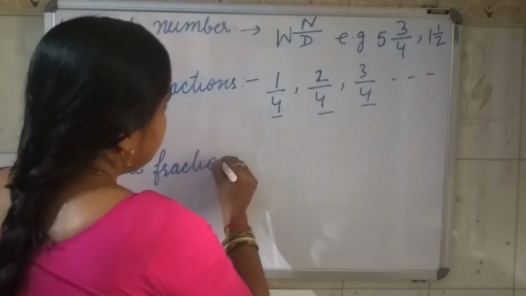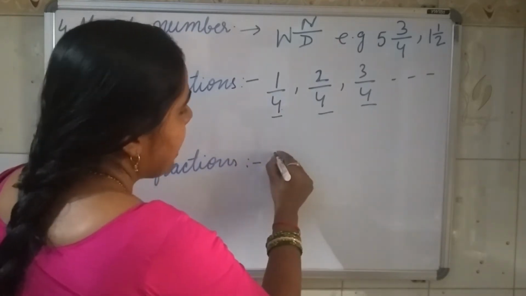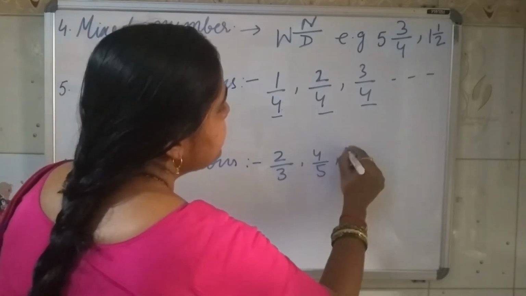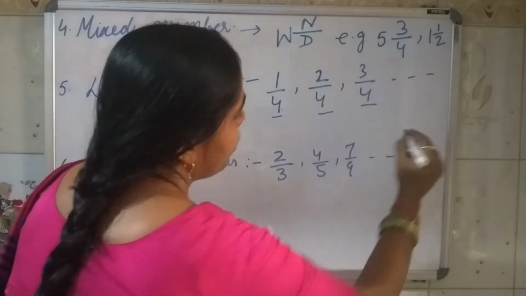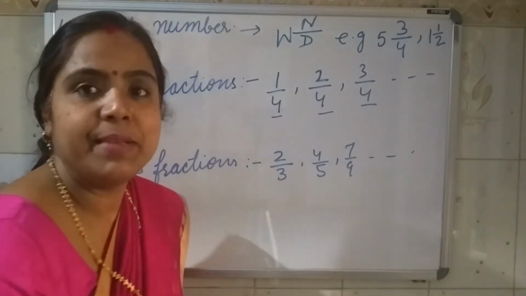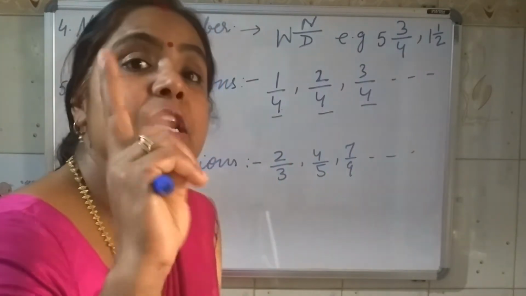They are different from each other. For example, the first one is I am taking 2 by 3, then 4 by 5, then 7 by 9, and so on. So in this, if you will see, all fractions are different from each other. This is unlike fraction.